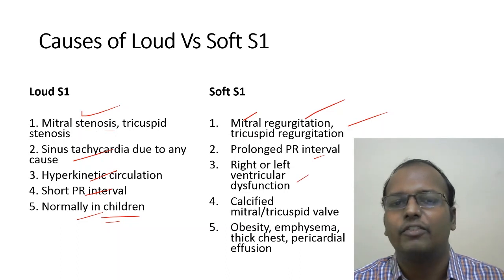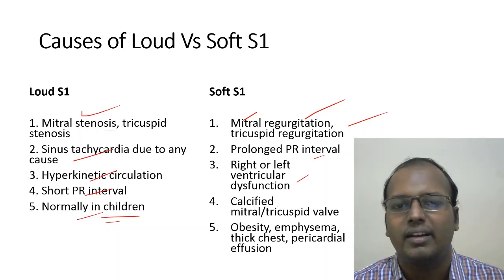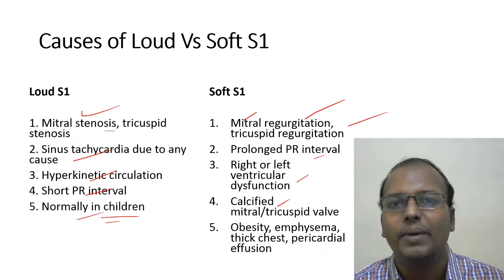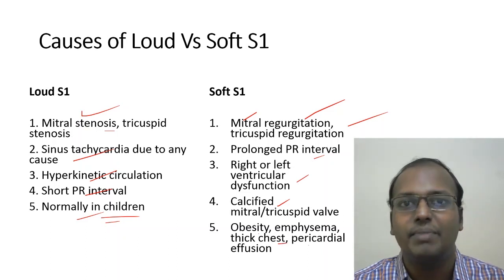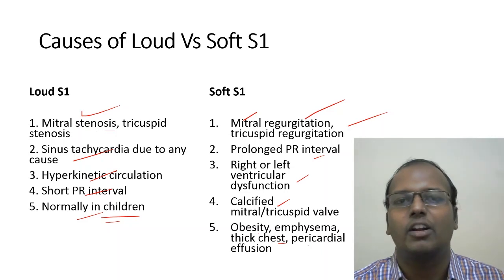Prolonged PR interval, and right or left ventricular dysfunction. Yes, proper contractility of the ventricle is necessary for producing a proper heart sound. Calcified mitral or tricuspid valve can also lead to your soft S1. Obesity, emphysema, thick chest, pericardial effusion. These conditions we discussed in the non-palpable apex beat, right? So the same conditions can also cause a soft S1.